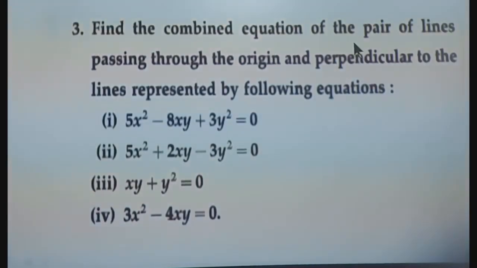Find the combined equation of the pair of lines passing through the origin and perpendicular to the lines represented by the following equations. So the first equation is 5x square minus 8xy plus 3y square equals 0. We can solve this equation by two methods: by separating the equations, or by comparing with ax square plus 2hxy plus by square equals 0. From that also we can find the combined equation of the pair of lines passing through the origin and perpendicular to the lines represented by these equations.